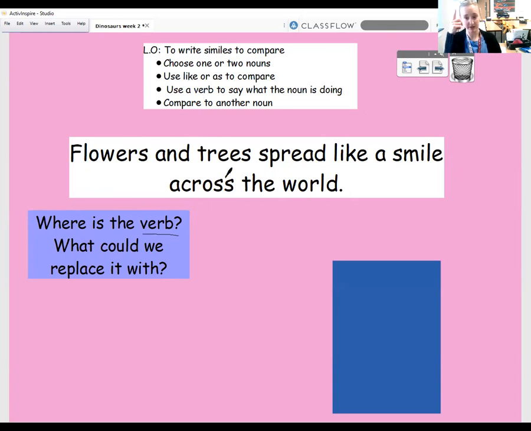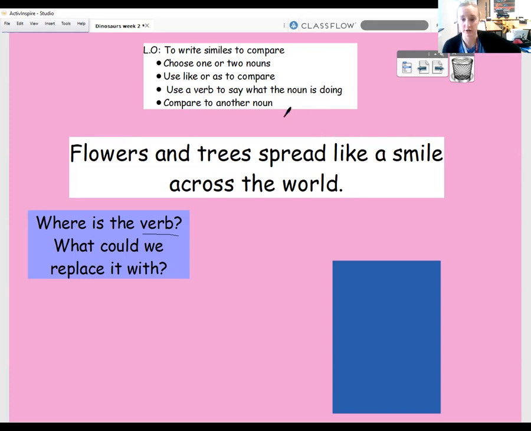And if we think back to that vocab blast we just did then, we know that a verb is an action, okay? It's something that is being done. So let me have a look. Where is the verb in the sentence? Pause the screen. Where is the verb, the action that is being done?